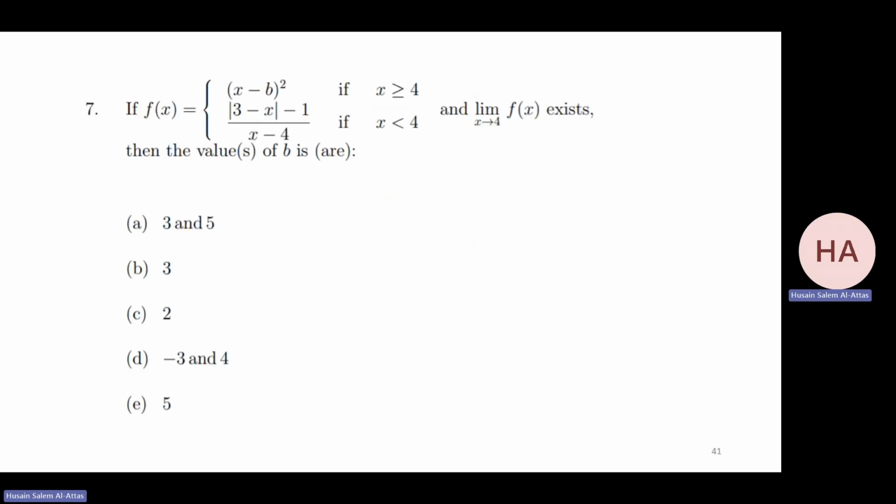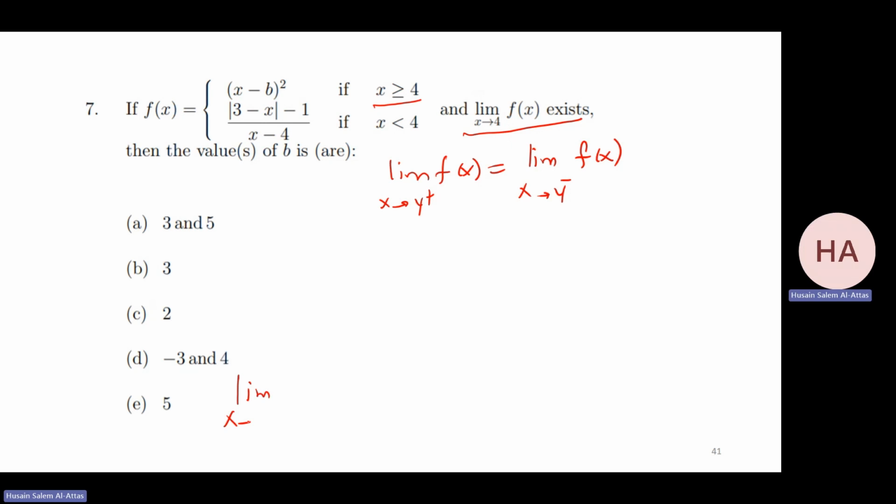Similar idea. The limit x goes to 4 exists. Now the limit x goes to 4 from the right equals the limit x goes to 4 from the left. That means what? From the right, I am here. So 4 minus b squared. Okay, let me do the limit as x goes to 4 from the left before I do the calculation.